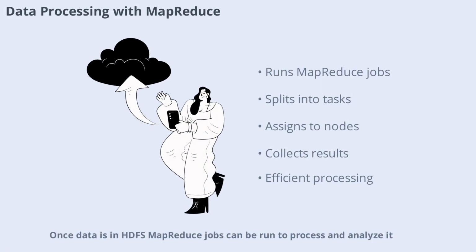Once data is in HDFS, MapReduce jobs can be run to process and analyze it. The system automatically splits the job into tasks, assigns them to nodes, and collects the results.